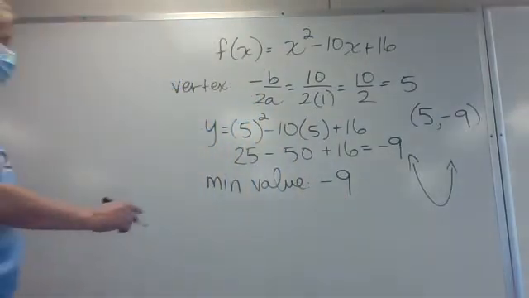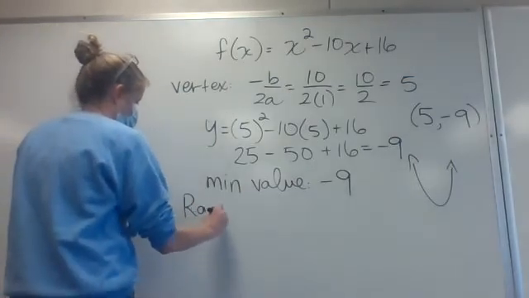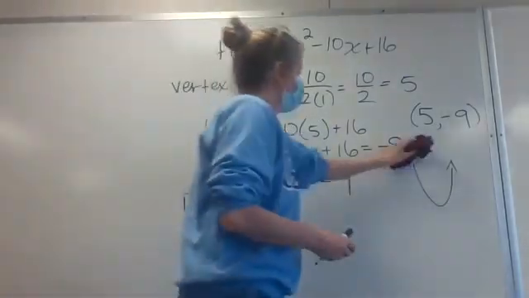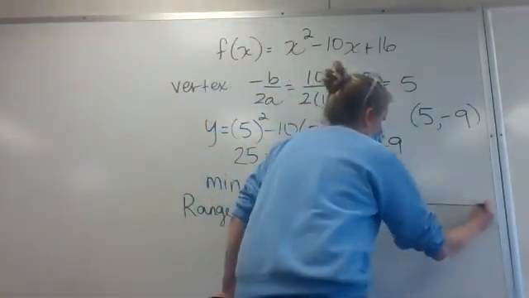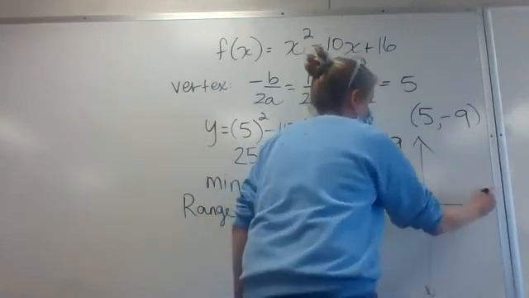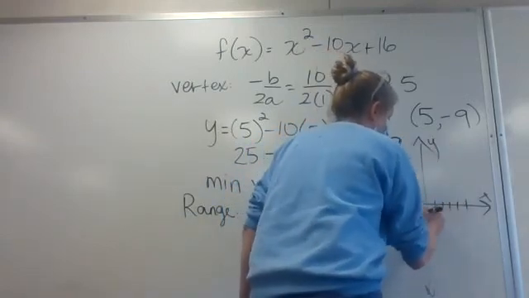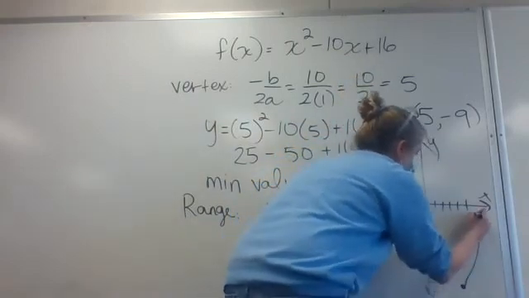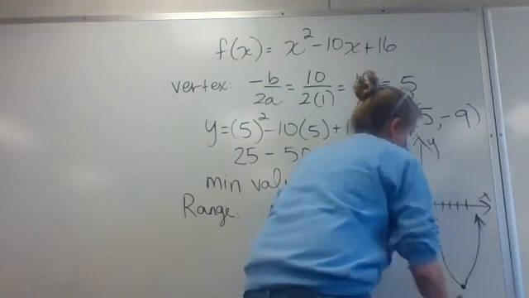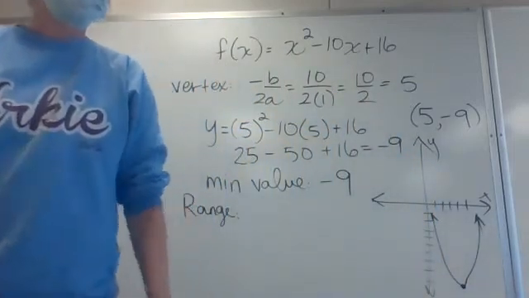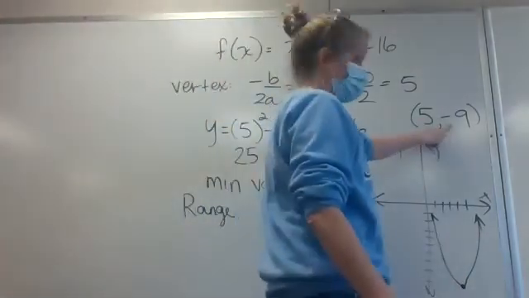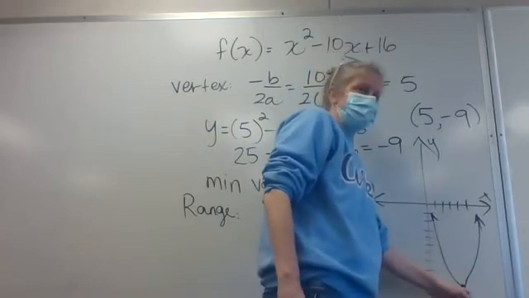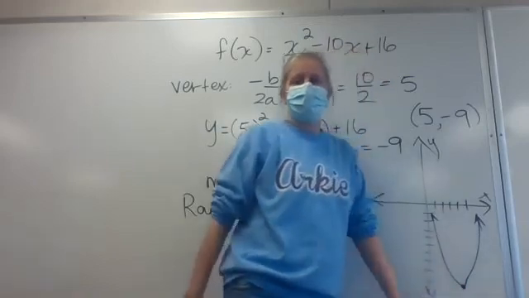Now, this is the one that's going to ask me about the range. So let's see. If your vertex is at 5, negative 9. 1, 2, 3, 4, 5. 1, 2, 3, 4, 5, 6, 7, 8, 9. So here's your vertex. It opens upward. So the range is my y values. If your y value is negative 9, and that's your minimum, that means that's the lowest point of the range.